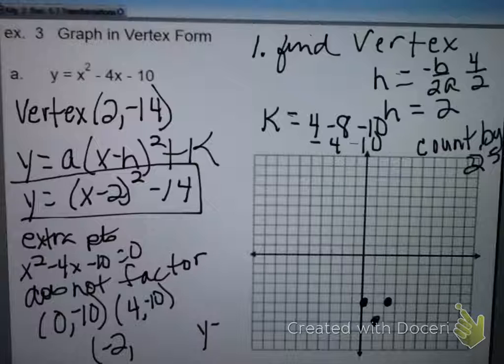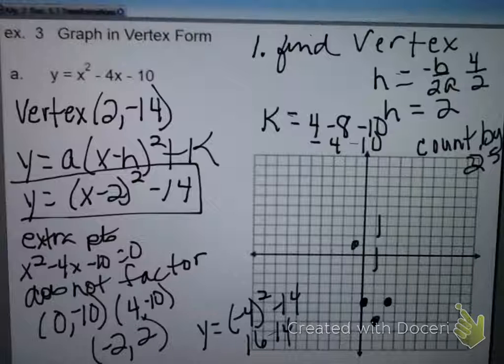Now I'm going to plug it into the vertex form, which is really, really easy to do. So I get the point negative 2, 2, find the corresponding point, which is 6, 2, and there is my parabola.